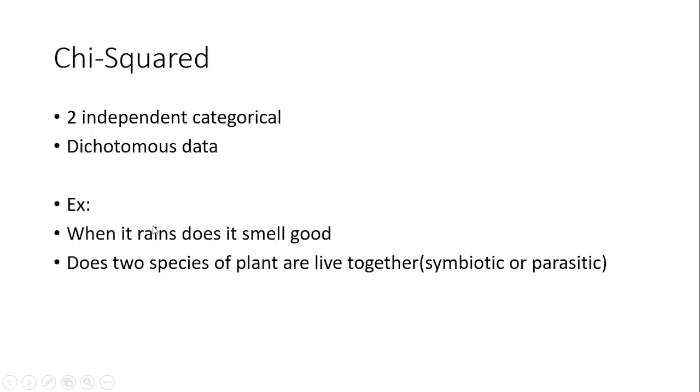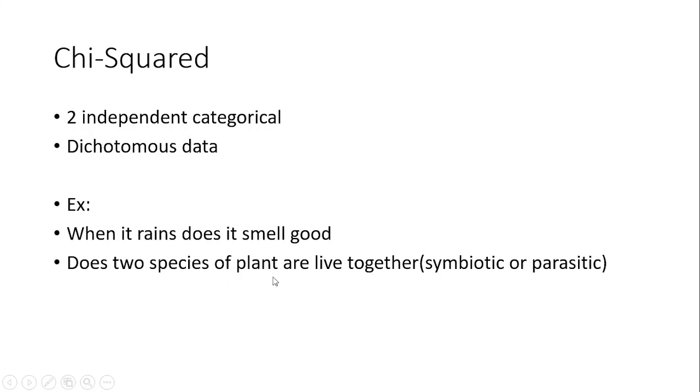What do I mean by dichotomous? This shows that it can rain or not. There is only two outcomes. It can rain or not, or it can smell good or bad. There are two outcomes. Let's see this example as well.